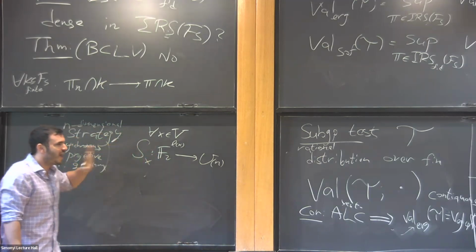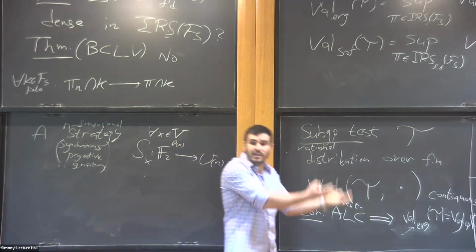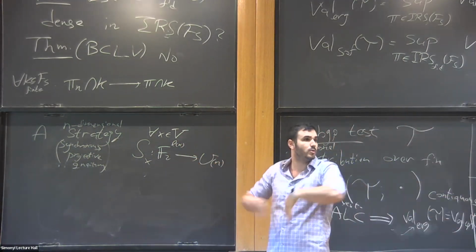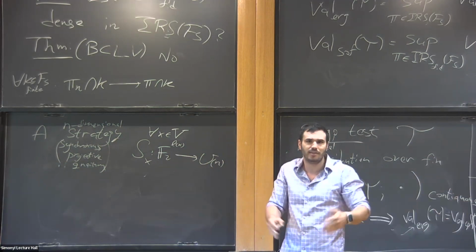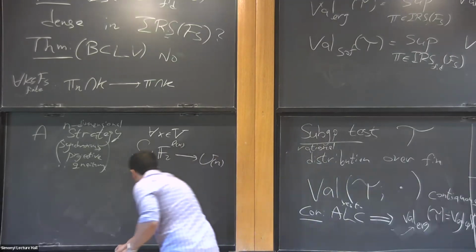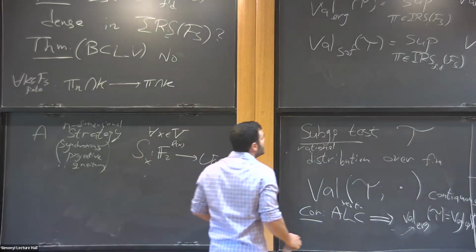Now you should ask yourself, how is this a strategy? I'm going to define a value given a non-local game and this weird object. That's why I'm calling it a strategy. And then I'm going to optimize over all of these. Let's keep that.